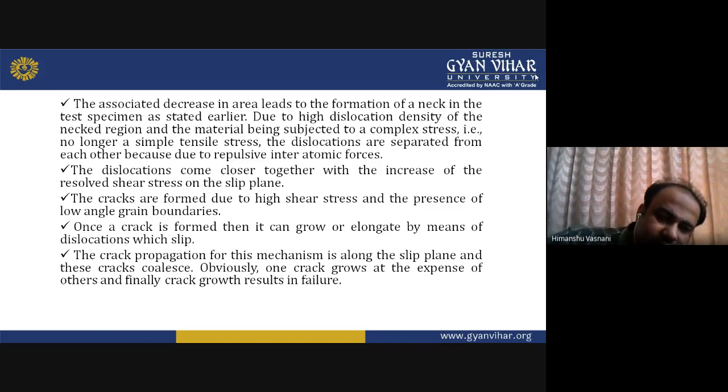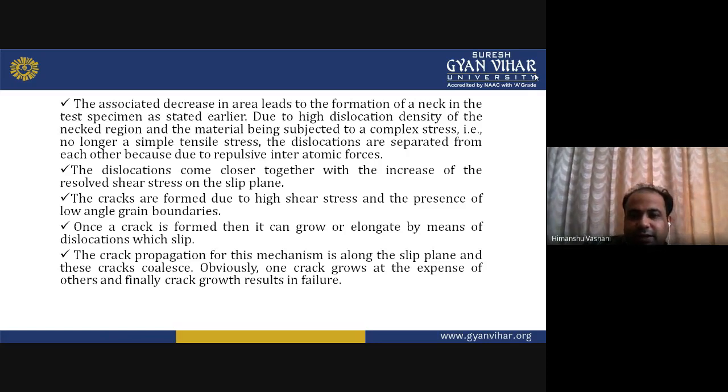Now, due to the high dislocation density in the neck region and the material being subjected to a complex stress, no longer a simple tensile stress, the dislocations are separated from each other due to repulsive interatomic forces. Now these dislocations come closer with the increase of the resolved shear stress on the slip plane. The cracks are formed due to high shear stress and the presence of low grain boundaries.